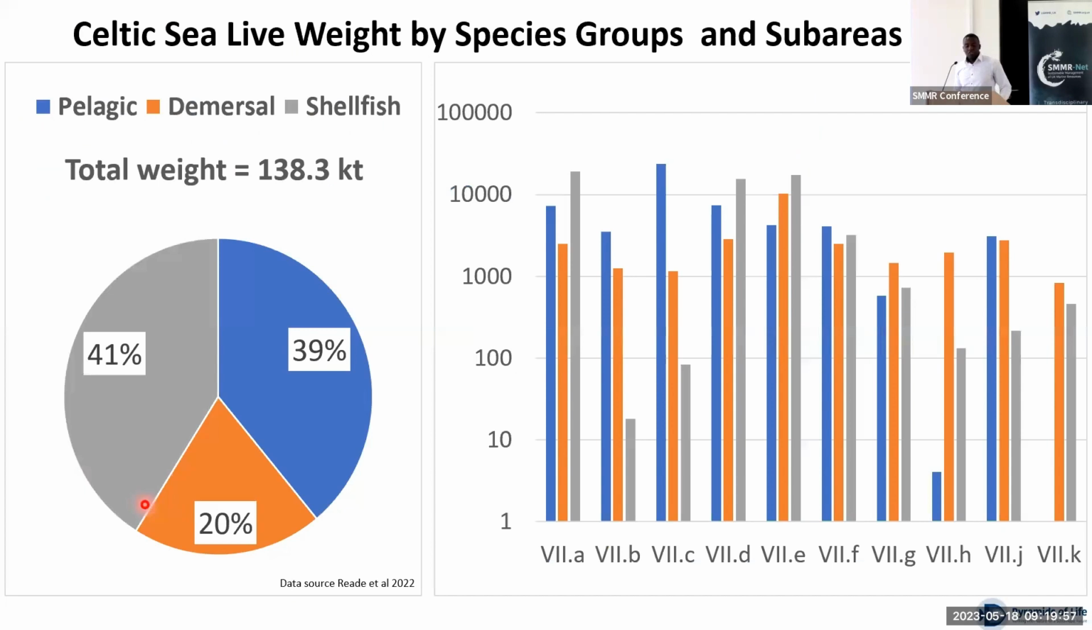In terms of the species groups in the Celtic Sea, it's mainly dominated by the shellfish, followed by the pelagics, and lastly, the demersals. And then across the different sub-areas, we see that there's variation in the Celtic Sea species group, such that there are some sub-areas like 7C, which is dominated by the pelagics, whereas others like 7E, which is dominated by the shellfish. So quite a diverse type of species groups across the sub-areas.